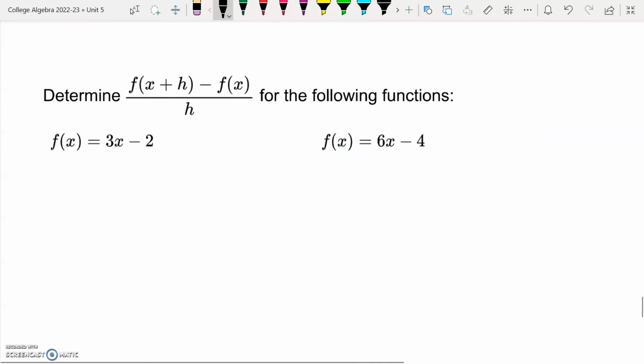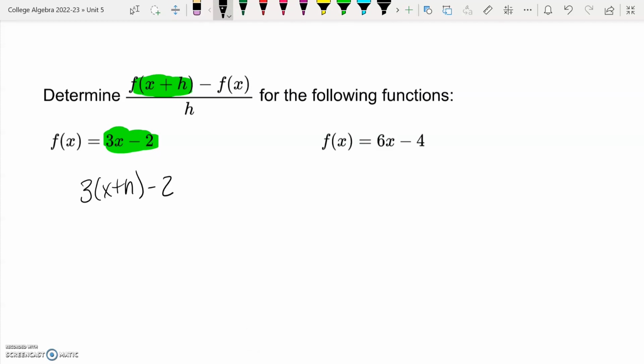So same thing here, right? It's the same type of problem. They're going to take this function. I'm going to plug in x plus h. So I'm going to do 3 times x plus h minus 2. And I'm going to say, okay, minus. Now we're going to do the next part, f of x. So that just means I'm going to put minus, parentheses, 3x minus 2. I just read the function, and it's still all over h.